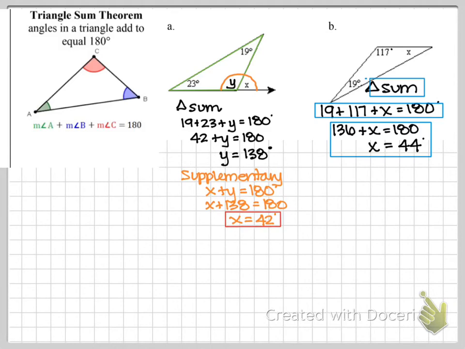But if you take a look at the other set of work, this whole triangle sum business, the 42 degrees already showed up. It showed up back here when you added the 19 and the 23. So if we take a look back at the picture, if I want to figure out what that angle x is, what I can do is look inside the triangle. Got to be very careful about this.